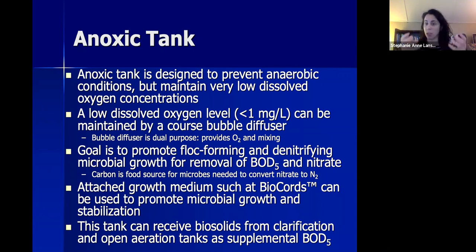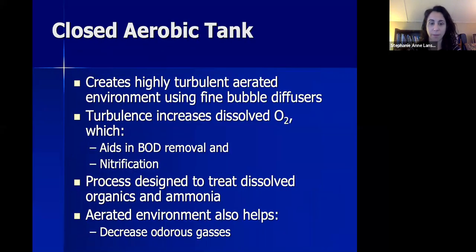Again, this one we can also have some sort of media. So we can have biochords, which is like a little fishing line that comes down that provides surface area for microorganisms. And again, it can also receive those biosolids from a clarification if we need supplemental organic matter for denitrification to occur.